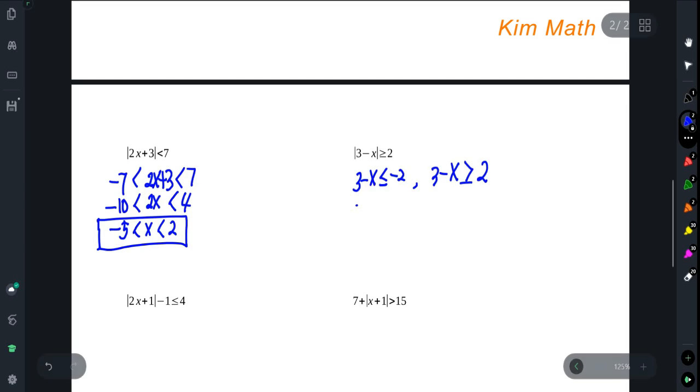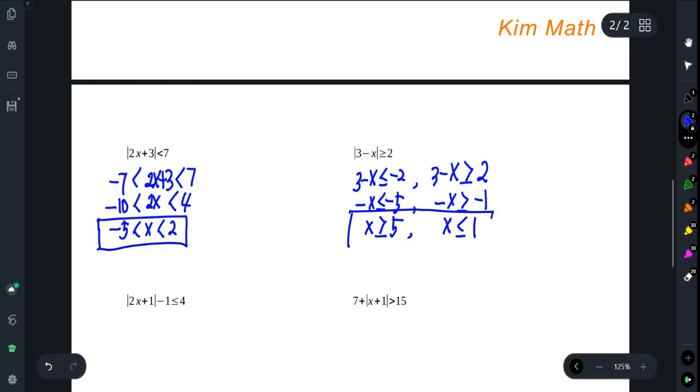Subtract 3, then negative x, negative 5. If you divide both sides by a negative number, x will be here, 5 will be here. Since I divide both sides by a negative number, we must switch the direction. And here, subtract 3, then negative x is greater than or equal to negative 1. Divide by negative 1, x is less than or equal to positive 1. Okay, this will be our answer.